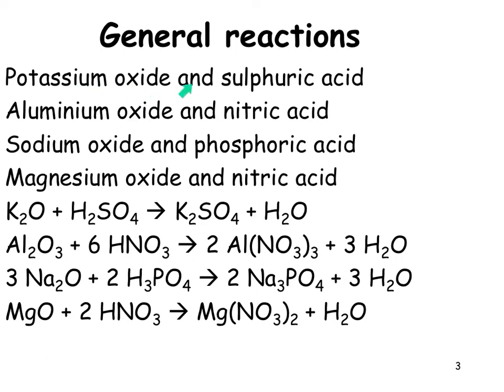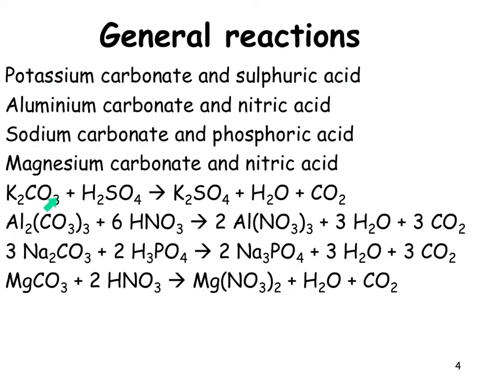If I've got potassium oxide and sulfuric acid, I get potassium sulfate and water. Aluminium oxide and nitric acid, aluminium nitrate and water. Again, the general reaction, metal oxide and acid, gives me salt and water. Magnesium oxide and nitric acid, magnesium nitrate and water. And sodium oxide, sodium phosphate and water. Balancing each equation. Remember to double check how you would write the formulae of those salts, remembering exactly what the valency is of each of the parts of the salt, the cation and the anion.